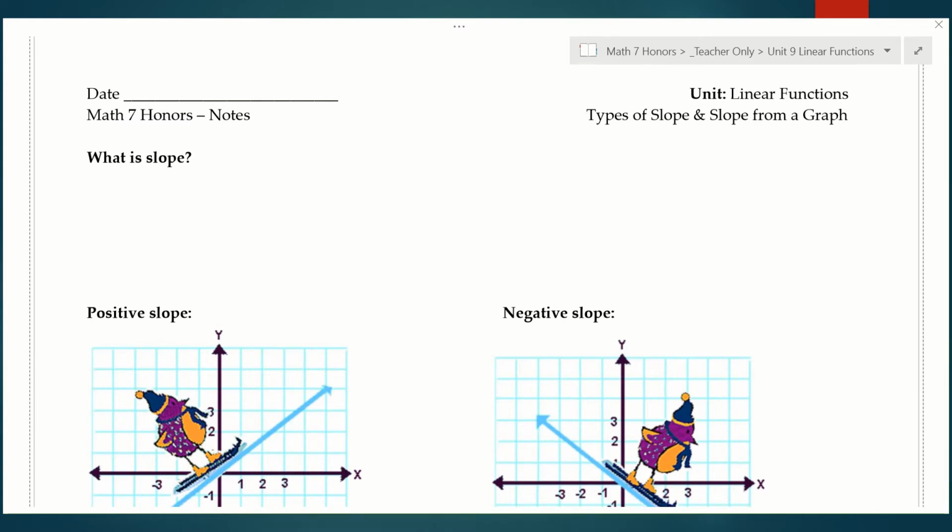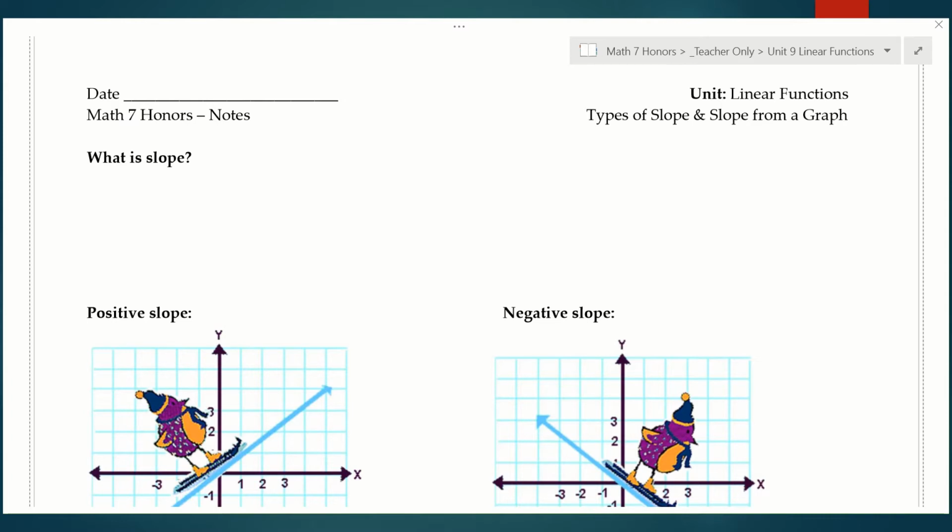In our linear functions unit, you guys are going to get kind of an introduction to linear functions, which is really just studying lines on a graph. And that seems kind of simple, but there's actually a lot more to it than what we've discussed in the past. And so today we're going to talk about something called slope.